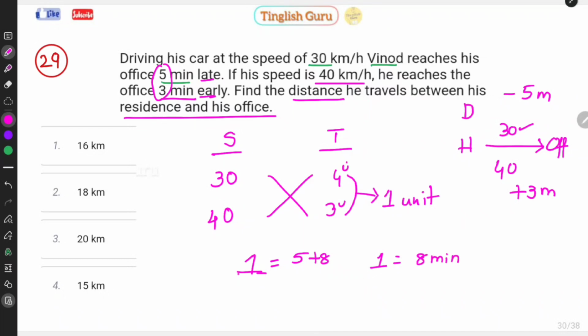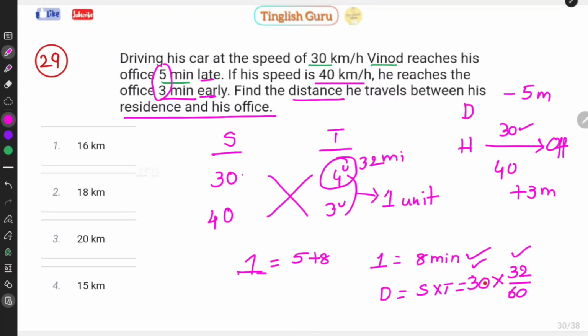Okay. Now what is the value of 4 units? 1 unit value is 10 minutes, so 4 units value is 40 minutes. Here the speed is given. Distance means speed into time. So what is the speed? 30 into time, which is 40 minutes, means 40 by 60 hours, because the speed is in hours, we have to write time also in hours. So after solving, we got the distance between his office and home as 20 kilometers. That is option 1. Next.